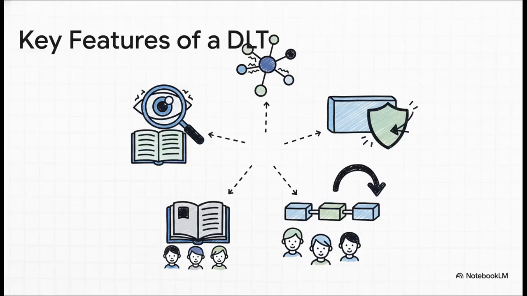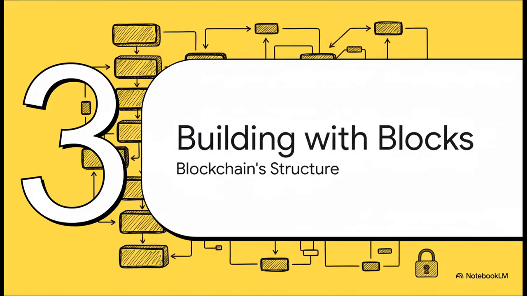Now, this kind of setup gives it some incredible features. It's decentralized, so no single person is in charge. It's immutable, kind of like writing in permanent ink. You can't go back and change what's already been written. You can only add new records. It all comes together to create a system that's transparent, super resilient, and acts like a digital notary that can't be tricked.